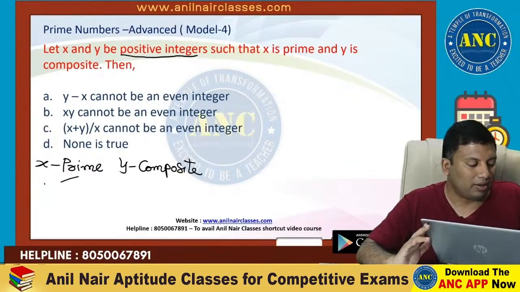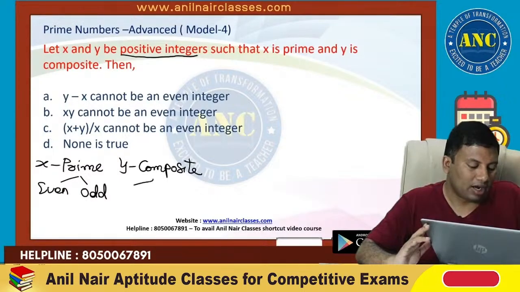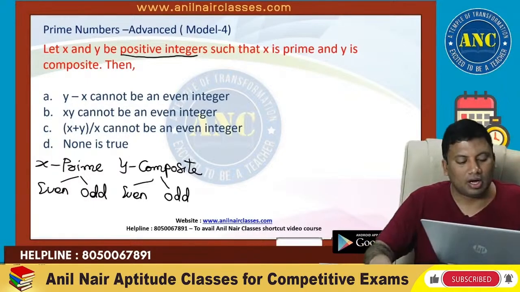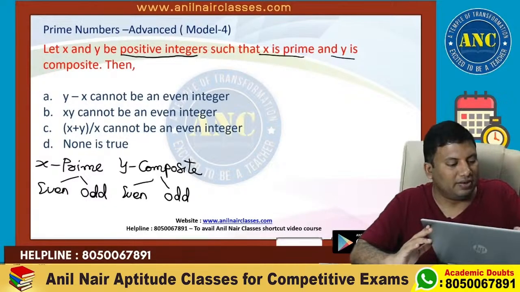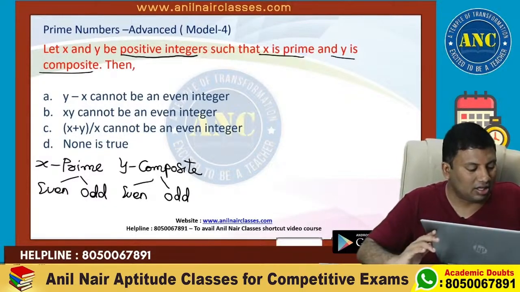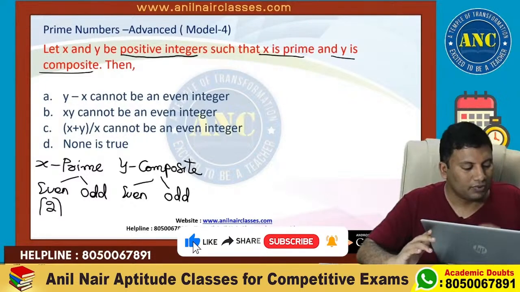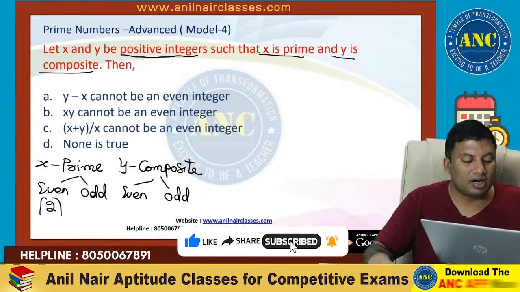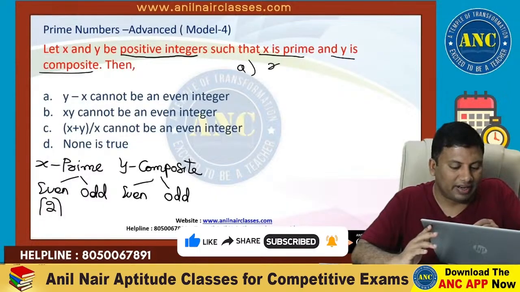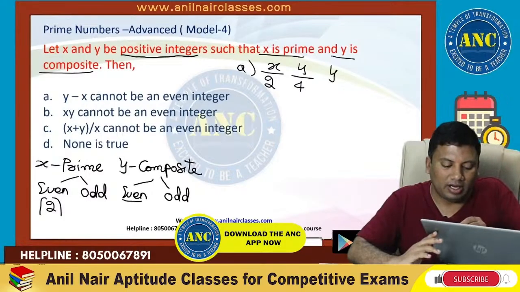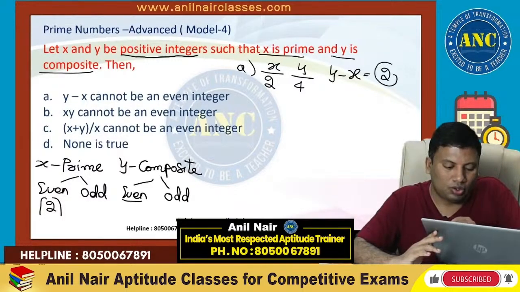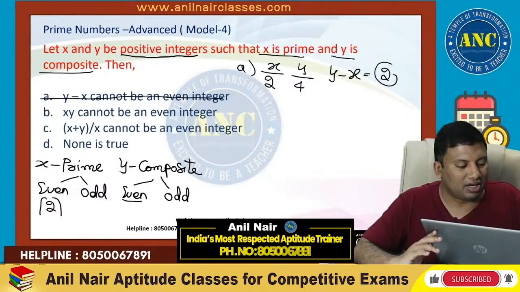A prime number can be an even number or an odd number. A composite number can be an even number or an odd number. Now, first case, x is prime, y is composite, so I divide into even and odd. Even, it has to be 2. The first statement: y minus x cannot be an even integer. Suppose I take x as 2, y as 4. Y minus x, 4 minus 2, is 2. 2 is an even integer. This is a false statement.